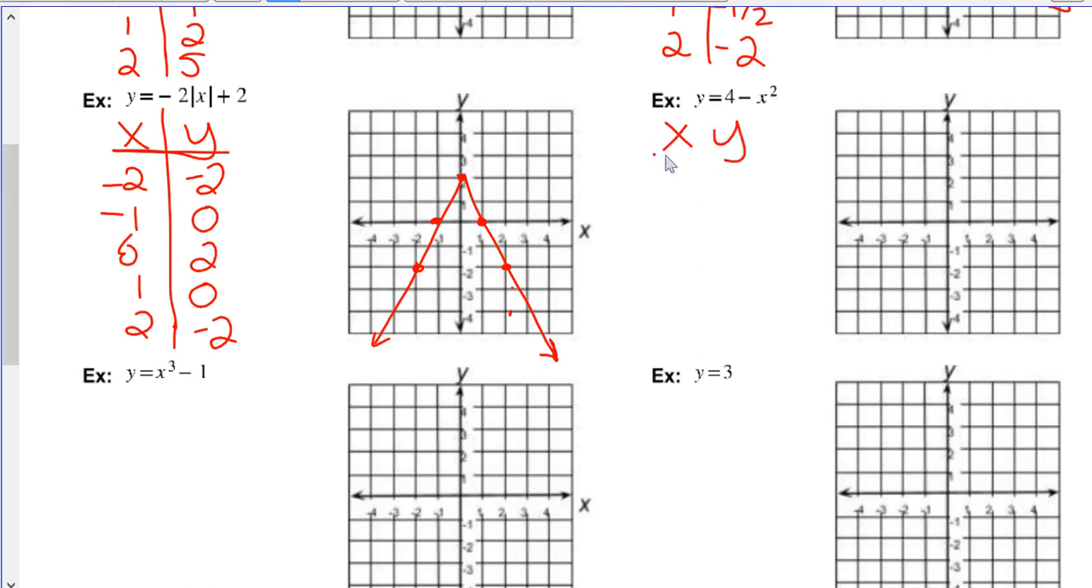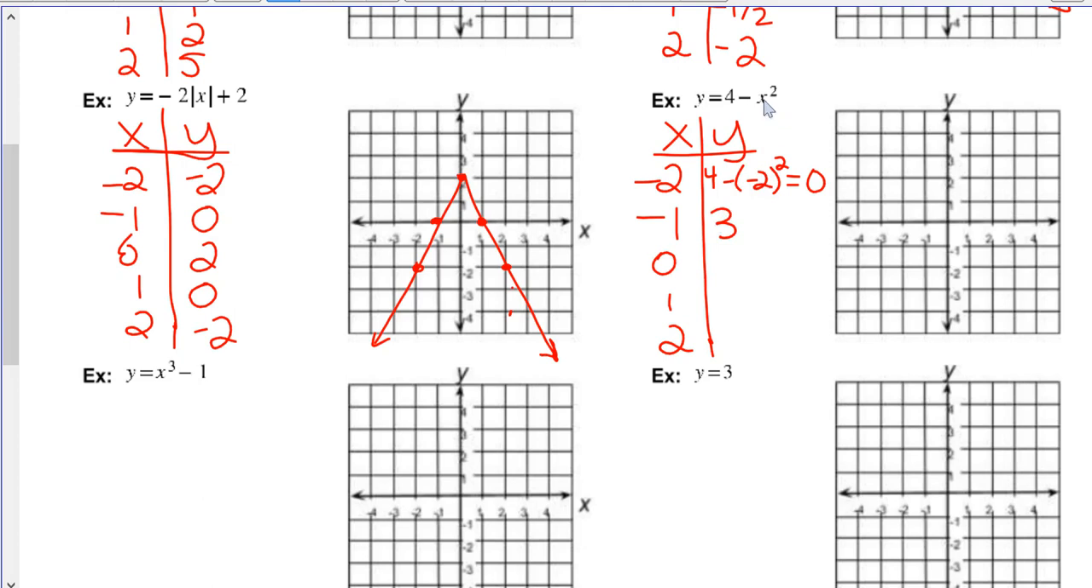If it's an x squared, it's probably going to be some kind of U shape. So let's go negative 2, negative 1, 0, 1, and 2. Again, we're going to plot these values in, remembering that anytime I square a number, it becomes positive. So I get 4 minus negative 2 squared. Negative 2 squared is 4. 4 minus 4 is 0. If I throw negative 1 in, negative 1 squared is positive 1. 4 minus 1 is 3.